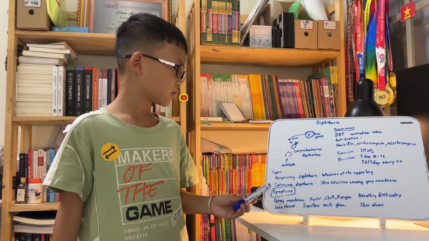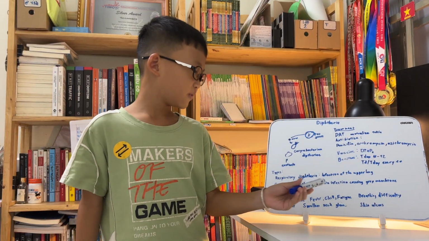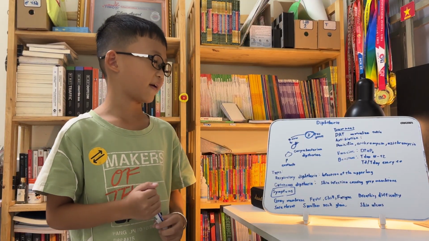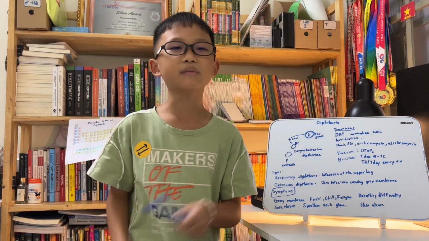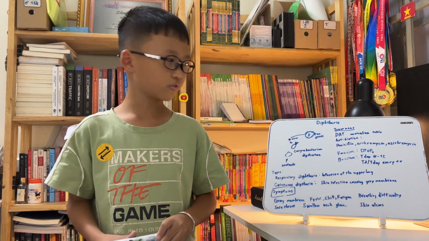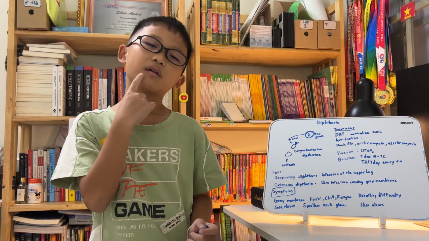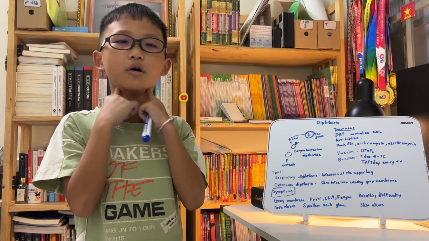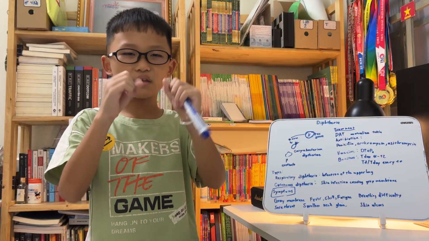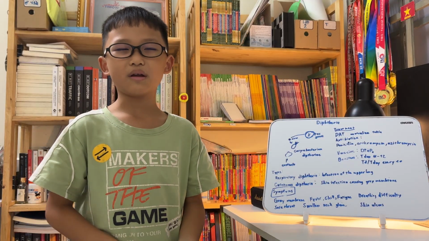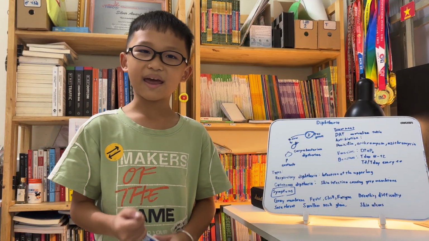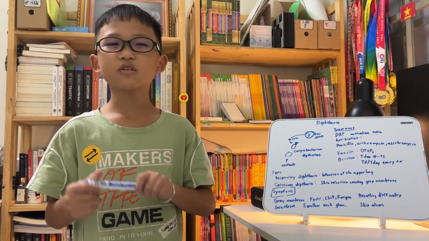Next, we have the cutaneous type of diphtheria. This is a skin infection that causes gray membrane on the tonsils. Your two tonsils in your mouth will swell like this, and they will turn gray.